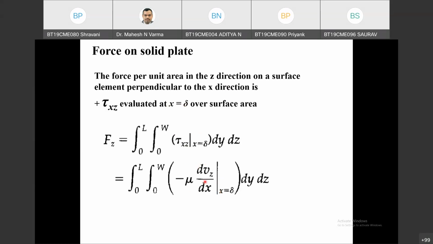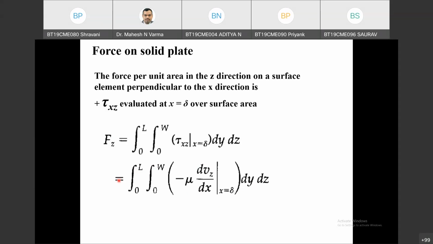You can have the flux profile also. Using the flux profile, you can get the shear stress at x equals delta, multiplied by W into L, which will give you the drag force. Or you can differentiate the velocity profile, multiplied by minus mu, evaluate at x equals delta, and multiply by L into W, that will give you the drag force. So what will be the drag force exerted by the flowing fluid on a plate?